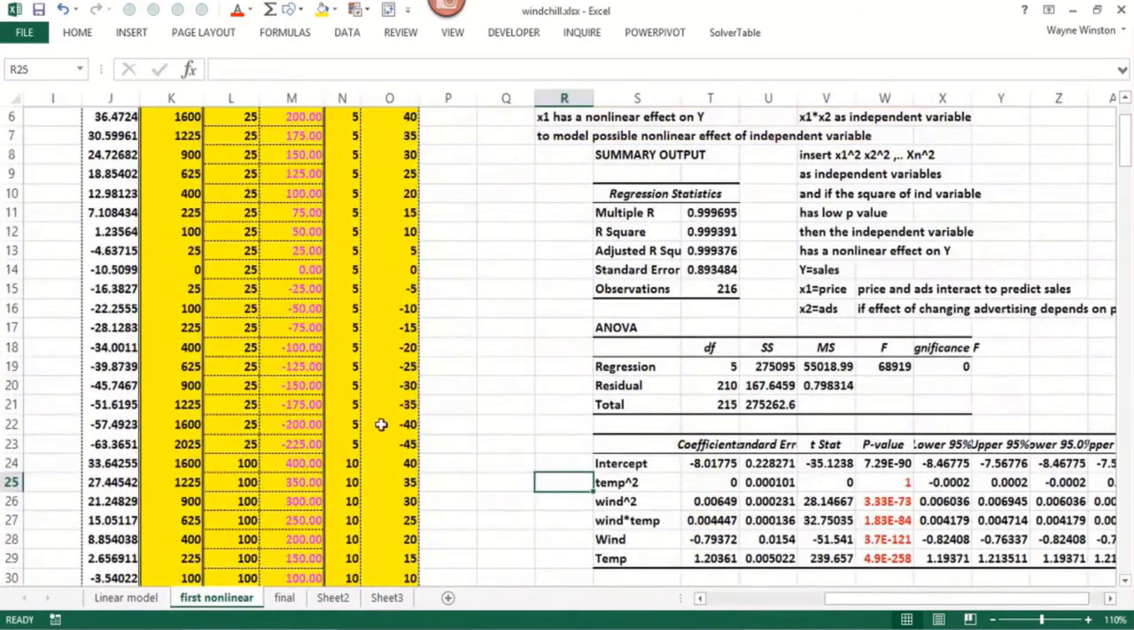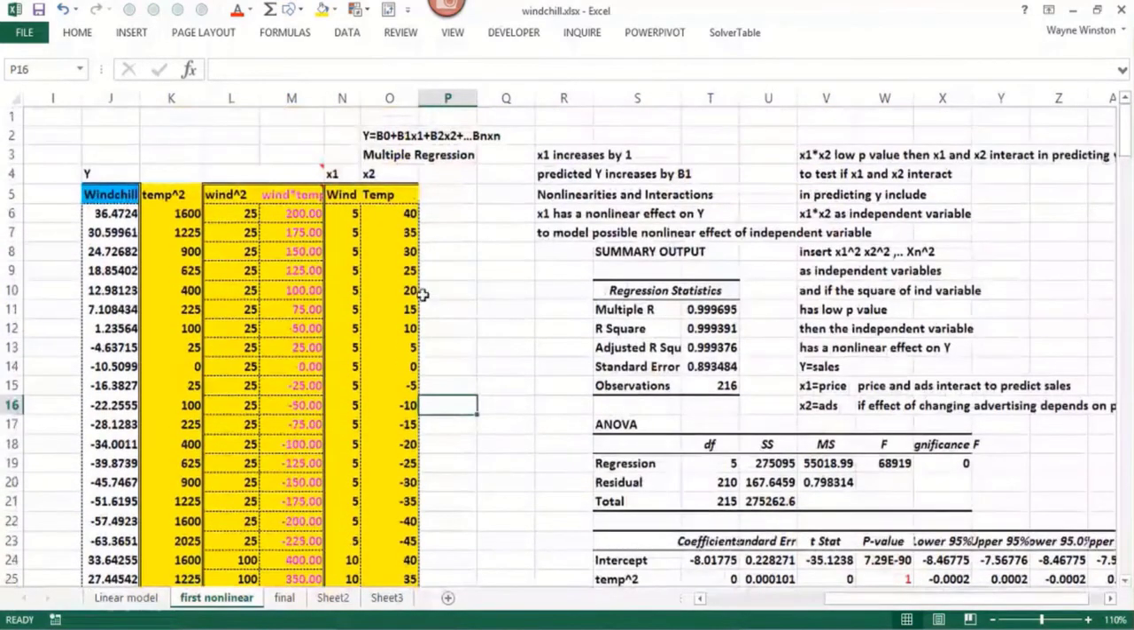Again, the main idea was to square each independent variable. If the square is significant, you have a nonlinear effect of that variable on y. If not, drop the squares and multiply each pair of independent variables to test for interactions. Drop the pairs that are insignificant. If they're all dropped, there's no interaction. And in this case, wind and temperature was significant, so we left it in. So there was an interaction between wind and temperature to affect wind chill.